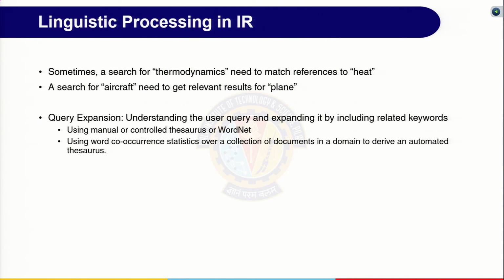Also, sometimes we would like to search for a semantic match. Like if there is a search for thermodynamics, we would like to also match with heat when we have a document that is talking about heat. Another example is when you're searching for aircraft, you also want to get relevant results for plane. So all this comes under query expansion, where we keep on adding related words for each of the queries so that we would be able to serve such purposes.